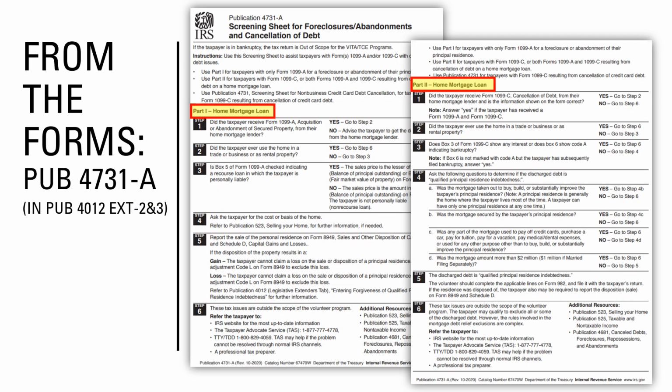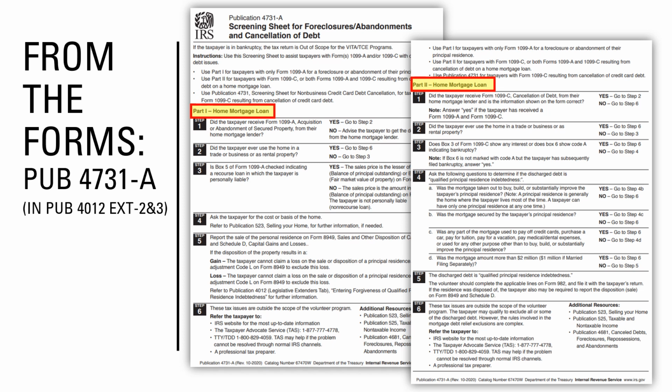So the first thing that we as volunteers are going to do when somebody comes in with that box marked on their intake form, or they're coming in with informational forms, 1099-A and/or 1099-C for a foreclosure, is look up Publication 4731-A. This is also included right in the 4012, on page X-2 and X-3, where X just means legislative extenders, kind of the code for that. This is a screening sheet for foreclosures and abandonments and cancellation of debt. Specifically for the VITA program, it helps us determine whether or not this situation is going to be in scope or out of scope.